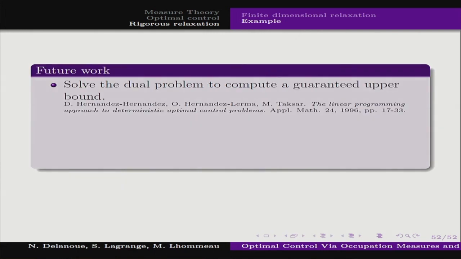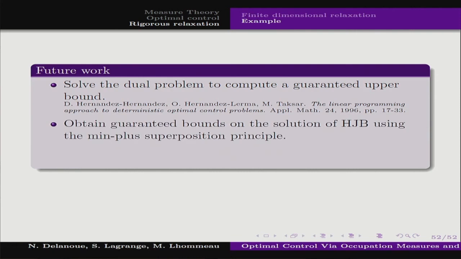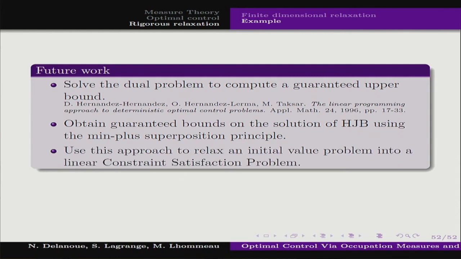About future work now, as we have a linear programming problem, we can also generate its dual. This is classical in linear programming. And what is nice is that when you do this, you obtain a solution or sub-solution to the Hamilton-Jacobi-Bellman equations. I would also like to combine these methods with the min-plus superposition principle to provide solutions to the Hamilton-Jacobi-Bellman equations.